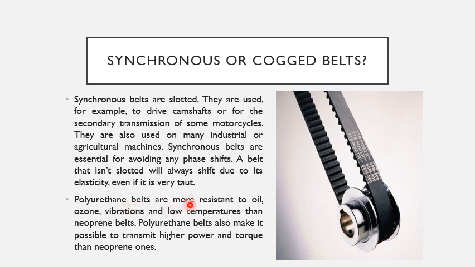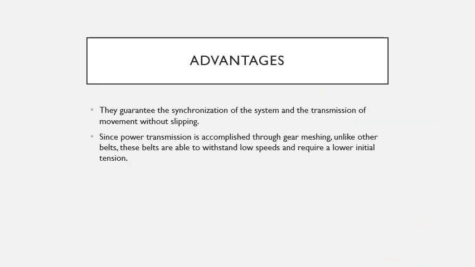Polyurethane belts are more resistant to oil, ozone, vibrations and low temperatures than neoprene belts. Polyurethane belts make it possible to transmit higher power and torque than neoprene ones. So what are the advantages of cogged or synchronous belts? They guarantee the synchronization of the system and the transmission of movement without slipping. Since power transmission is accomplished through gear meshing, unlike other belts, these belts are able to withstand low speeds and require a lower initial tension.